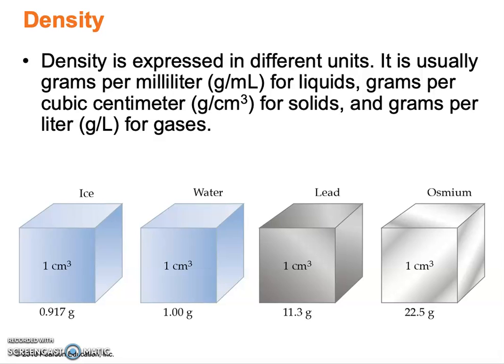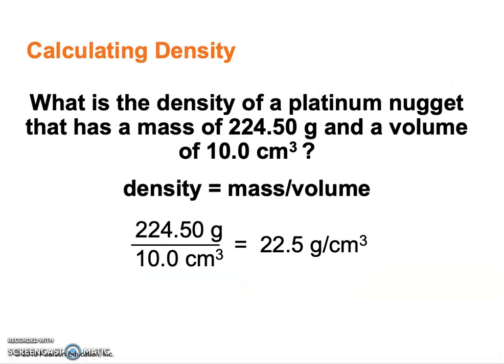Density is expressed in many units. Usually it's gram per milliliter for liquids, gram per cubic centimeter for a solid, and gram per liter for gases. How can you calculate the density? Let's look at an example of calculating density.